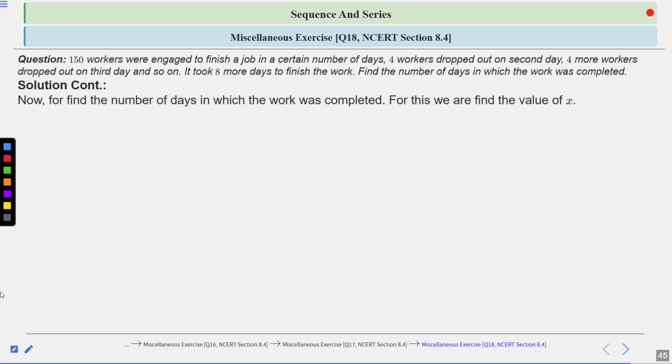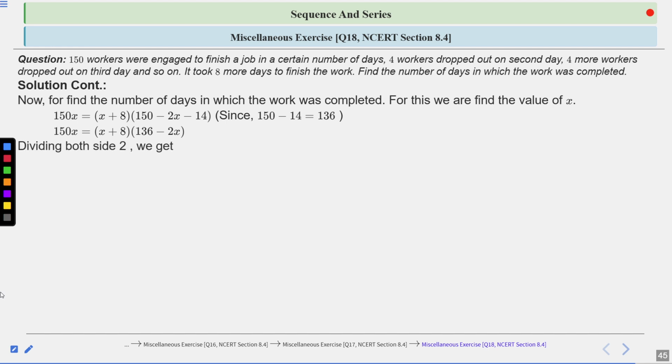Now to find the number of days in which work was completed, we are to find the value of x, right? 150x will be equal to (x plus 8) into (150 minus 2x minus 14), since 150 minus 14 is equal to 136. So 150x is equal to (x plus 8) into (136 minus 2x). Dividing both sides by 2, we get 75x equal to (x plus 8) into (68 minus x). Now write all terms on one side.